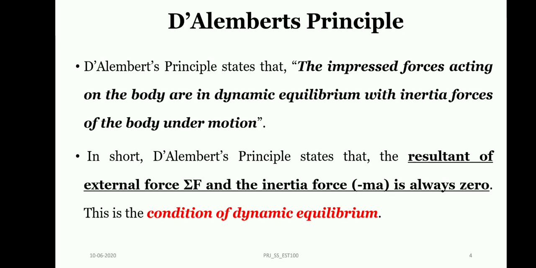So, a body moving with an acceleration a possesses a translatory motion. To maintain the body in dynamic equilibrium, apply another reverse effective force or inertia force, equal to mass times acceleration, in the direction opposite to the acceleration of the externally applied force, that is F equal to ma or F minus ma equal to 0. Clear?